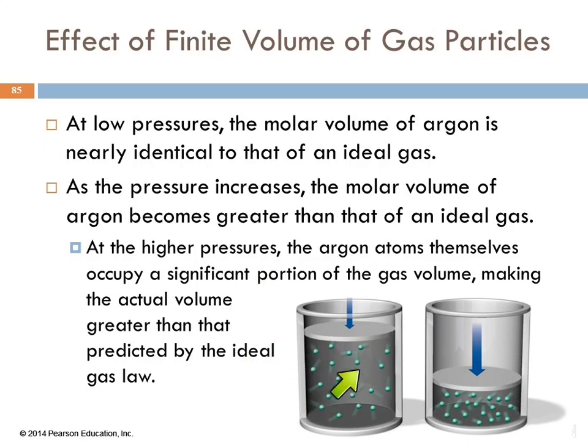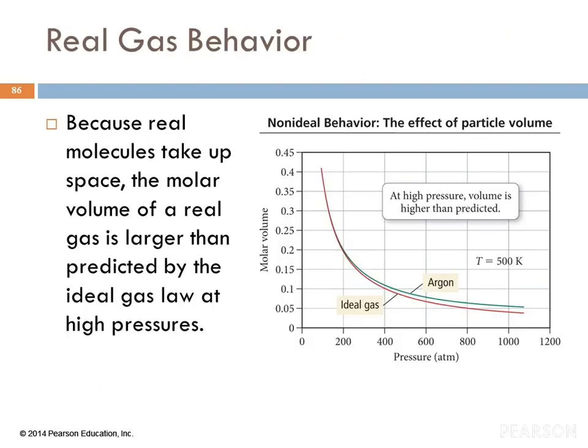We've got plenty of space in here, but when we increase the pressure, the more we increase the pressure, the more the size of the actual particles begins to matter. We're pressing them closer and closer together, and the volume of the individual particles is becoming a more significant portion of the total volume. And so that causes the molar volume of the gas to be above what is predicted by the ideal gas law.